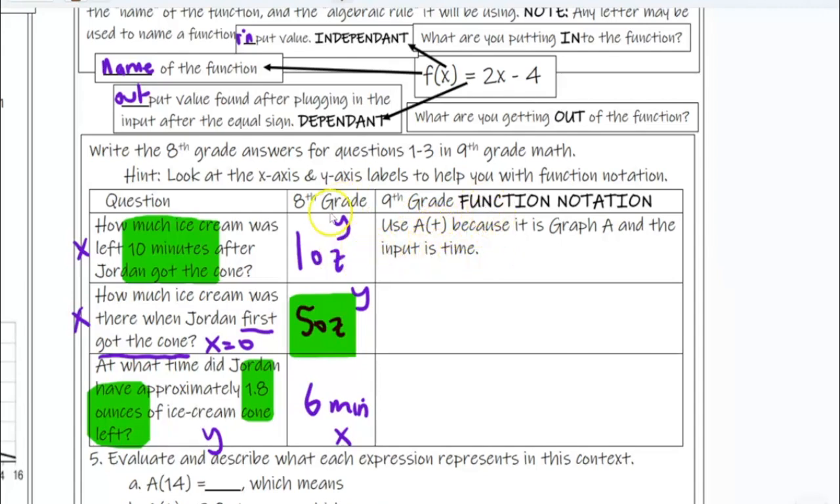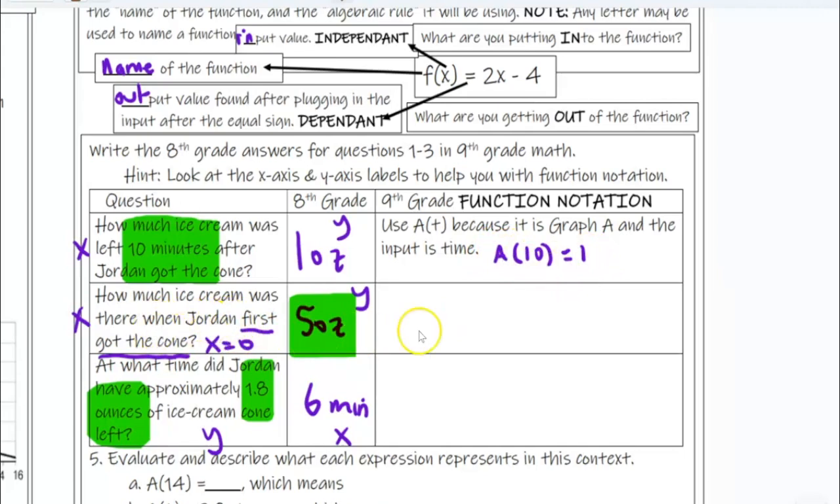So now we're going to write all this sentence simply in function notation. So it's a shorthand of writing all these words. So how much ice cream was left after 10 minutes? So we're going to say A and 10 minutes is time. So A of 10, because remember, it goes something of the input equals whatever the output is. So A of 10 is equal to 1. So this entire sentence, these two things right here, can be summed up in these characters right here. 10 minutes after whatever was happening in graph A, your output is going to be 1.